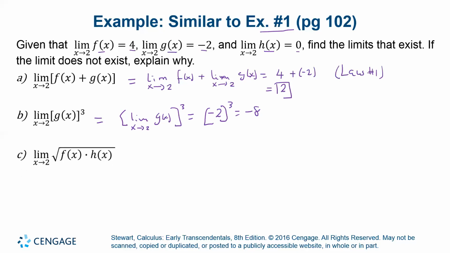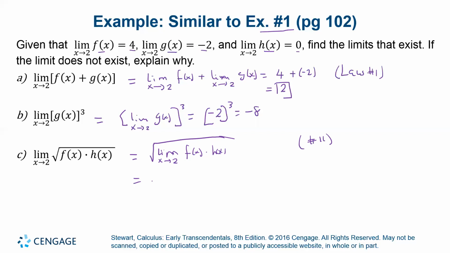The next example is this one. Using the square root, or the root law, this is equal to the square root of the limit as x approaches 2 of f of x times h of x. Now, what is under the radical sign is a product. So this is using law number 11. We can write it this way. This is law number 11.